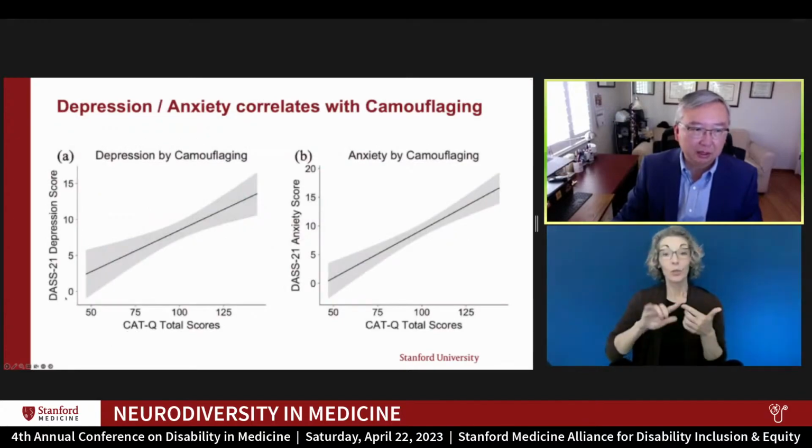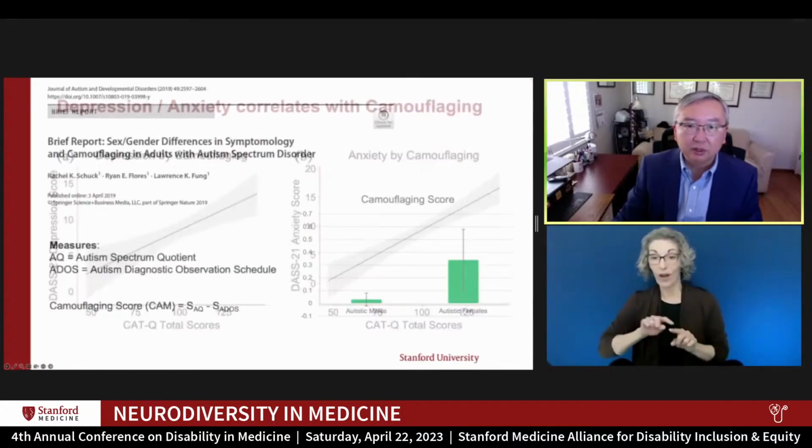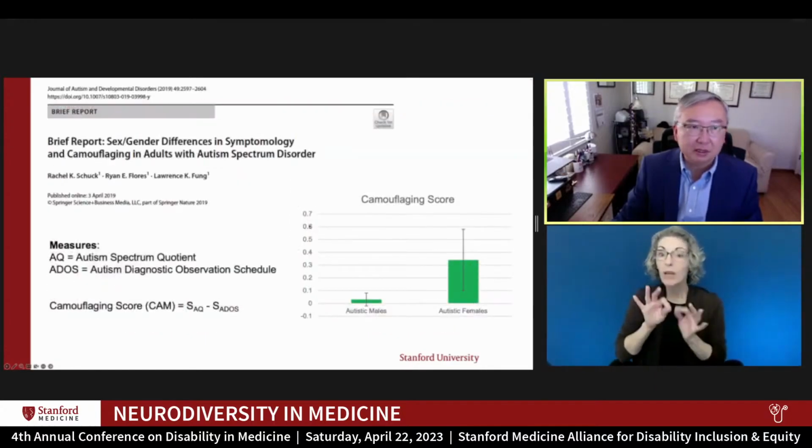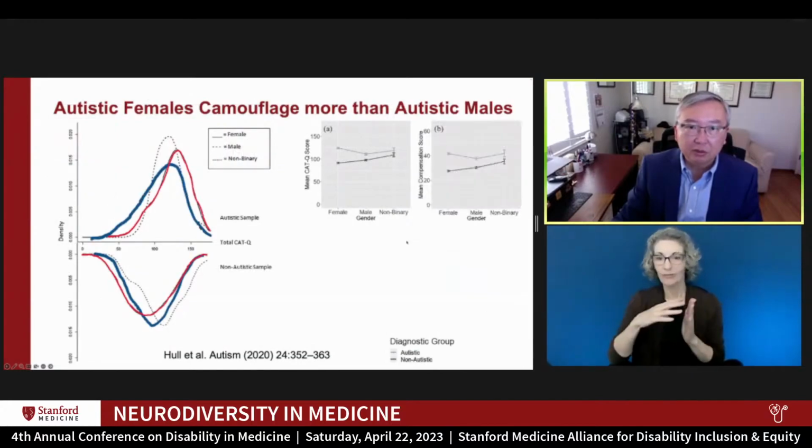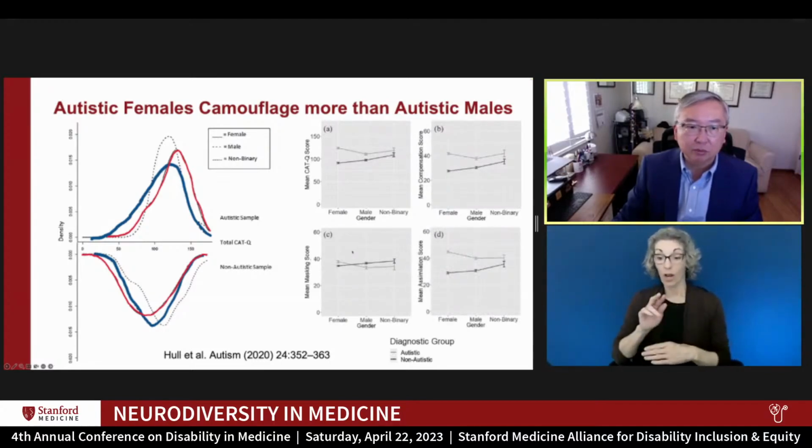And this is especially concerning because camouflaging is directly proportional to depression and anxiety. The x-axis here is the camouflaging score, and you can see the y-axis here. And this is especially important for autistic females. This is a study that my group completed a couple of years ago. And it is also replicated by other groups at the University of Cambridge, in that females on the autism spectrum camouflage a lot more than males.